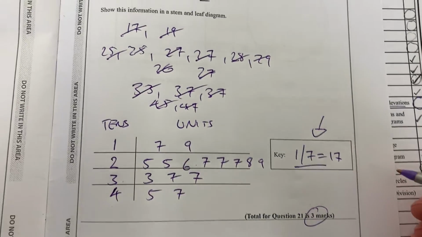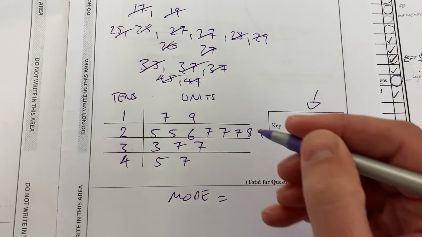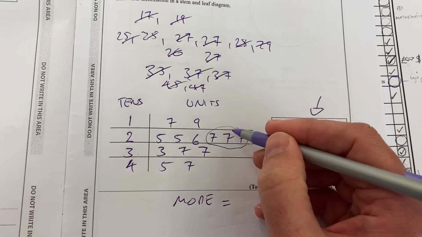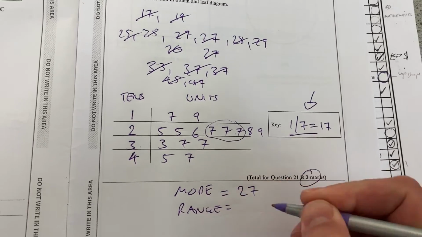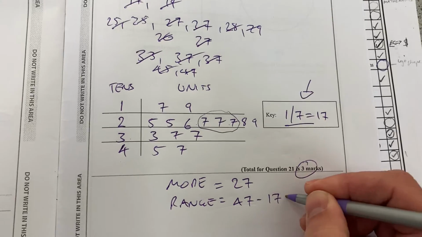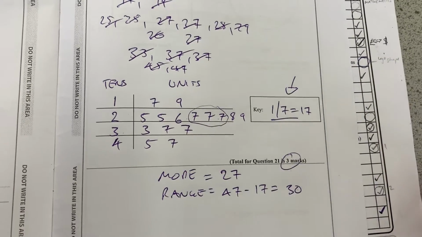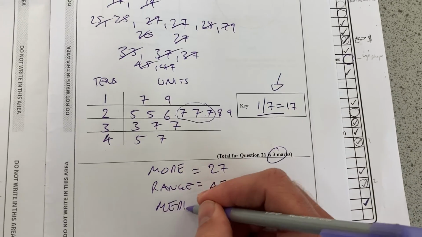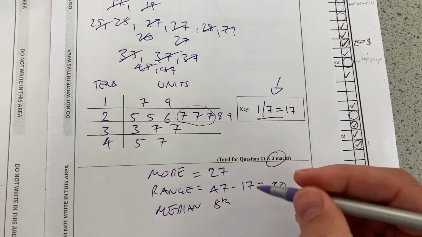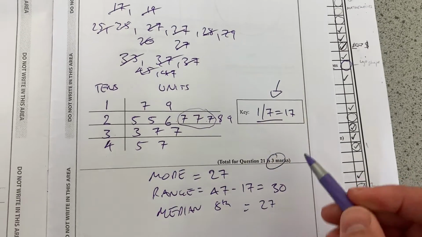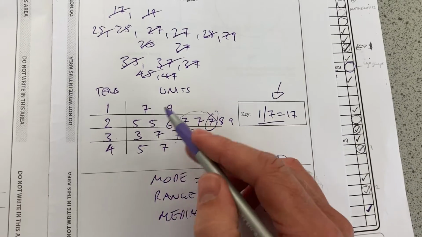But what's useful once it's in the stem and leaf is we can now find, they haven't asked for it now, but in another question they might ask you for the mode, what comes up the most often. You can see lots of 7s there, it's 27. You can easily find the range. 47 minus 17 is 30. You could find the median. For the median, you find the 8th item, 1, 2, 3, 4, 5, 6, 7, 8. It's also 27 because there's 7 on either side.